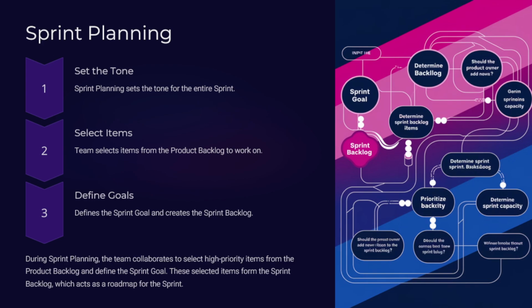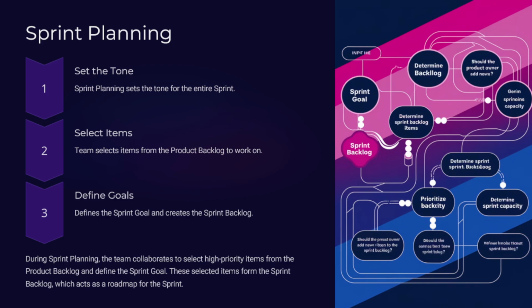The next event is the sprint planning, the event that kickstarts the sprint. During this session, the team collaborates to select high priority items from the product backlog and define the sprint goal. These selected items form the sprint backlog, which acts as the roadmap for the sprint. Effective planning ensures that the team understands what to achieve and how to do it.